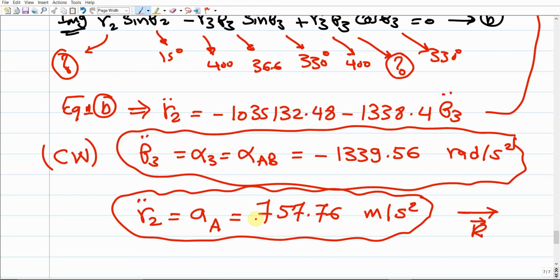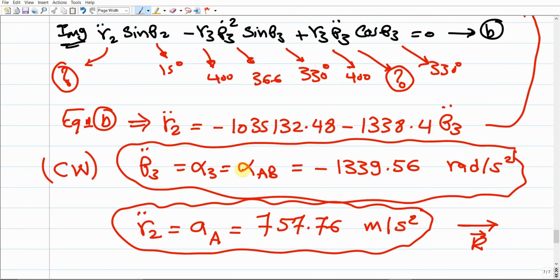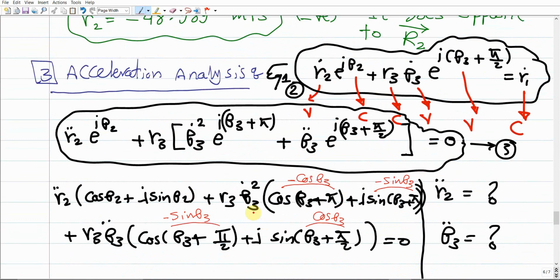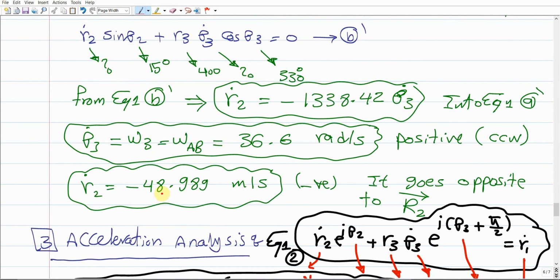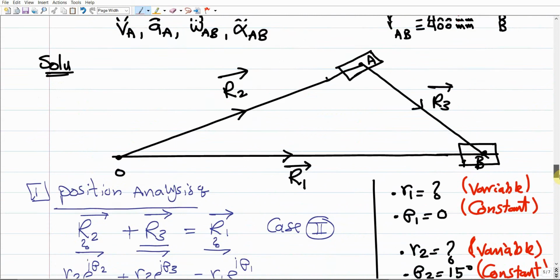Okay. So these are the requirements. It was required to find the acceleration of slider A, the angular acceleration of the length EB, in addition to the angular velocity and the velocity of the slider A and angular velocity of the length AB.